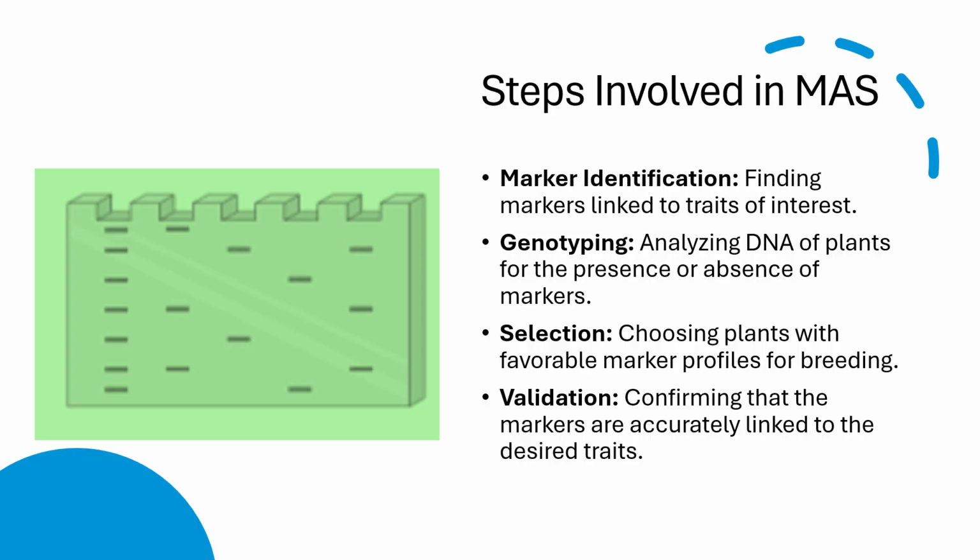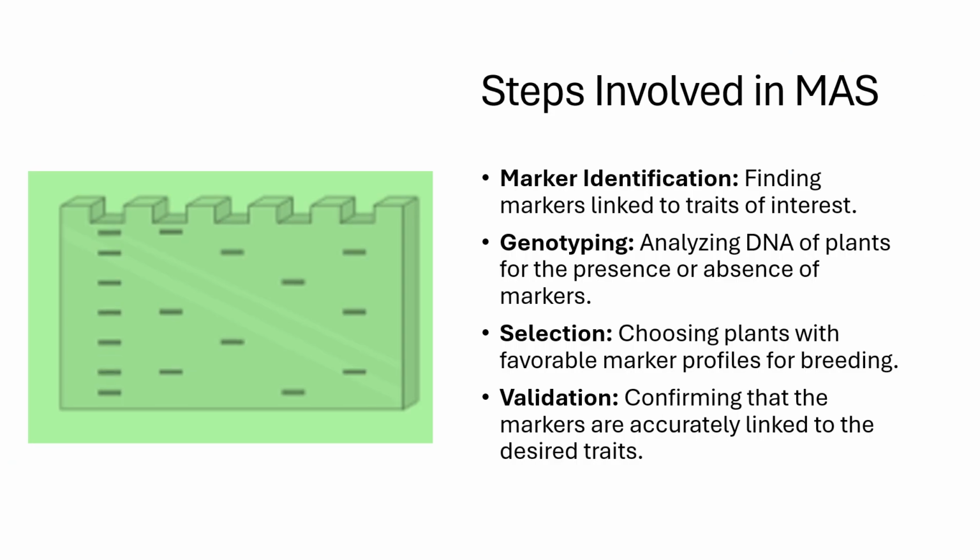Marker-assisted selection, MAS, involves a systematic approach to plant breeding that enhances the efficiency and accuracy of selecting desirable traits. The process begins with marker identification, where researchers locate molecular markers that are closely linked to traits of interest, such as disease resistance or high yield. Following this, genotyping is conducted, which involves analyzing the DNA of various plants to detect the presence or absence of these specific markers. Once the markers are identified, the selection phase involves choosing plants that exhibit favorable marker profiles, ensuring that the desired traits are more likely to be passed on to the next generation.